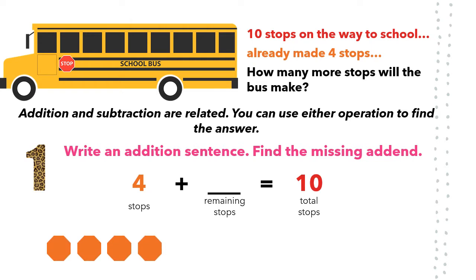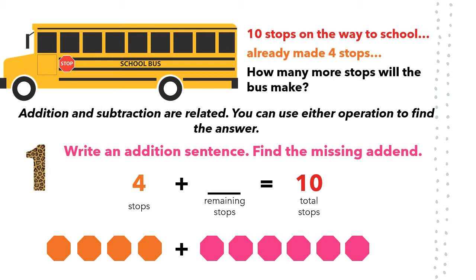Well, I know that the bus has already made 4 stops, and I need to add that to the remaining stops. So to find the remaining stops, we can count up from 4 to 10. So we have our 4 stops, 5, 6, 7, 8, 9, 10. So that's 6 more stops. So 4 plus 6 equals 10. So this bus has to make 6 more stops.